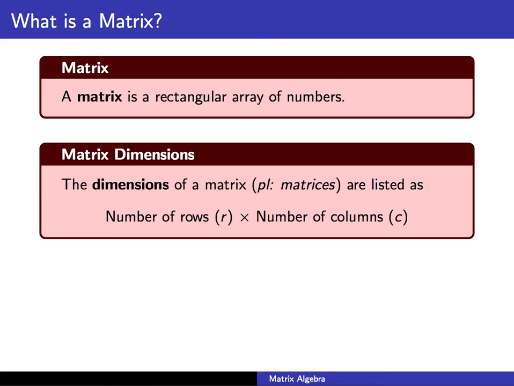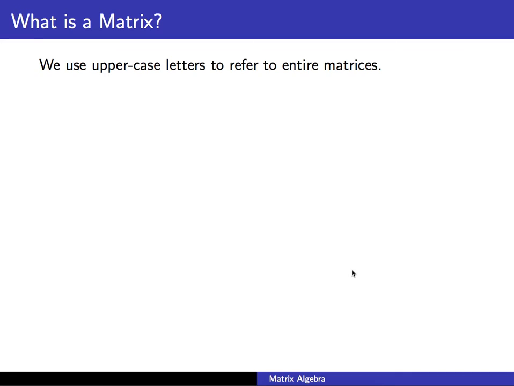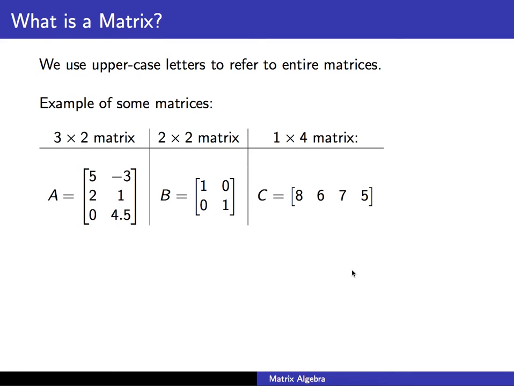The dimensions of a matrix, and the plural of matrix is matrices, are going to be listed as the number of rows by the number of columns. Sort of like a 2 by 4 would be 2 rows with 4 columns. They're going to resemble spreadsheets like in something like Microsoft Excel or other spreadsheet programs that you may be familiar with. So we use uppercase letters to refer to entire matrices.